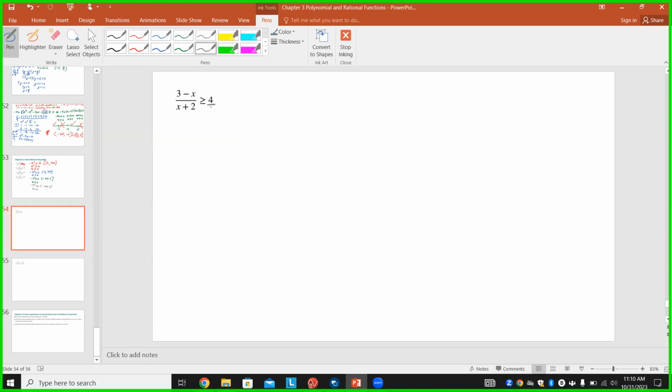We're going to solve it by getting rid of the fractions by cross multiplying. So that becomes 3 minus x greater than or equal to 4x plus 8.